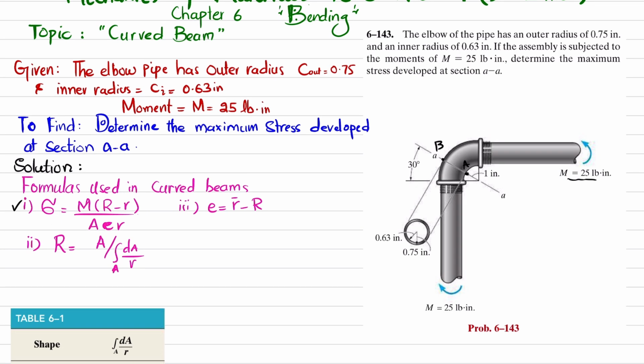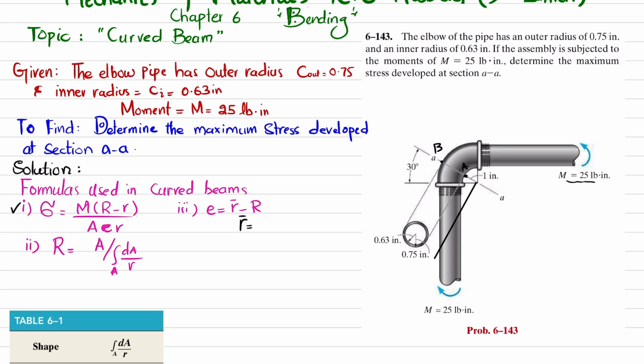So we will need this R dash. What is R dash? You can see the axis passing through the center of curvature, as this is the side view from this side. So you can see the center of curvature will be exactly at this point. This is your center of curvature. And the distance from the center of curvature to the centroid of this section is known as R dash. I will mention it over here. This is your R dash.